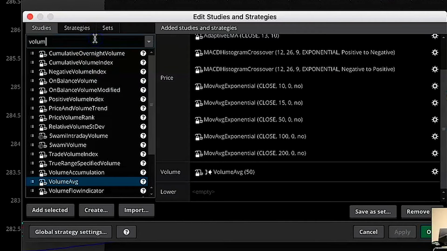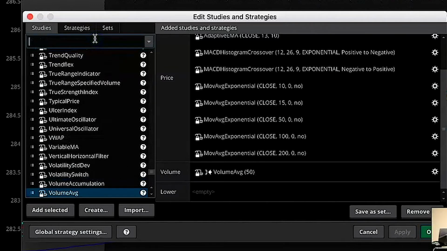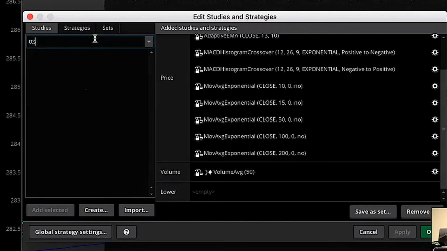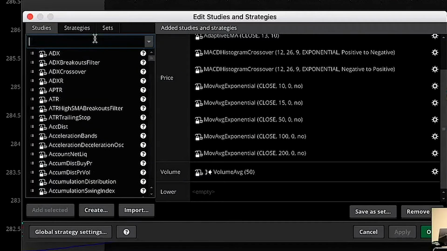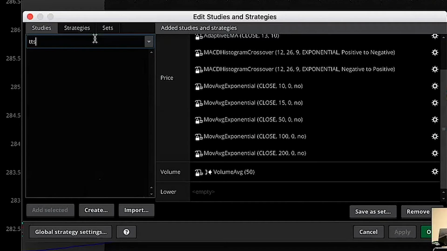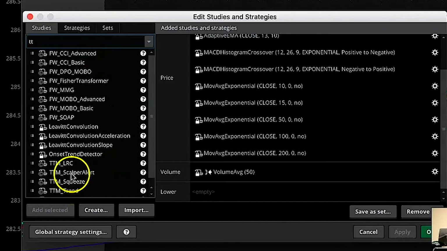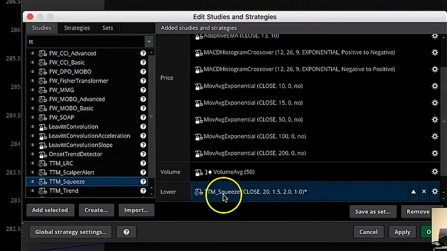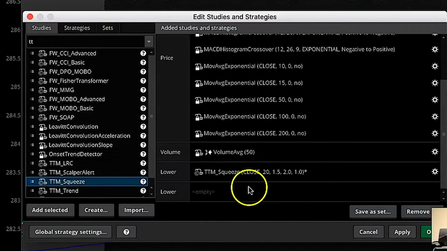And the other one that we also want to add here is TT squeeze. Let's see if it comes up right here. There you go. So TT squeeze, double tap on it. It's going to be right at the bottom here. Double tap on it.